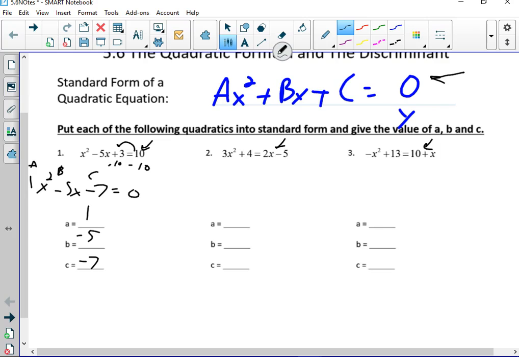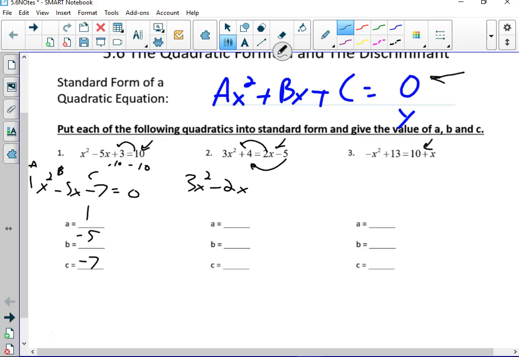Now, over here, number 2, we got two things to move. We got to move the 2x over, and we got to move the negative 5 over. Now notice, on the left side, there is no x term. There's an x squared, but there's no x. So when it moves over, it just simply becomes negative 2x. Positive on the right, negative on the left.